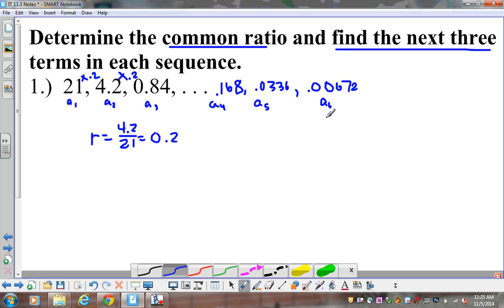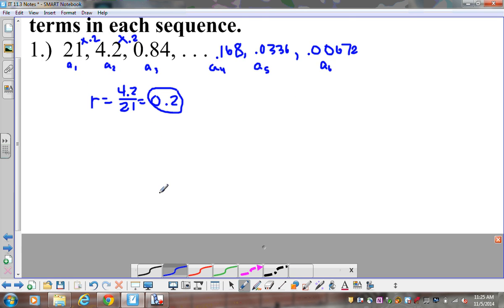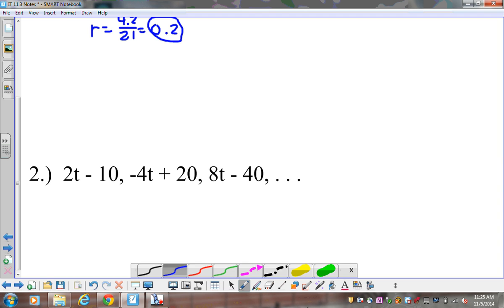All right, so my common ratio here was 0.2, and then to find my next three terms after that, which is my fourth through my sixth term. All right, so let's look at another example real quick. This one's going to be a little more tricky.